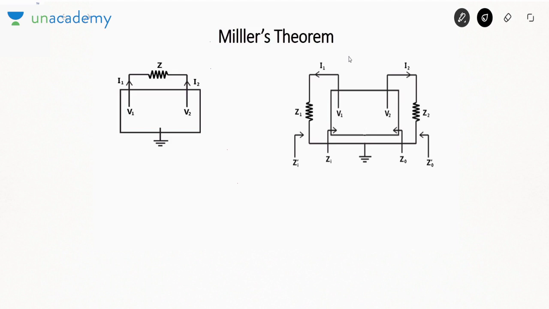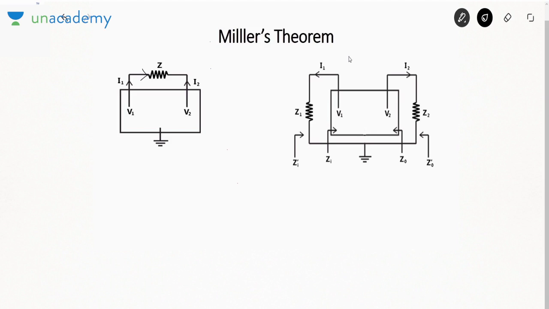But what happens when any impedance is connected in between the input and the output port? The analysis becomes typical. Now to simplify that analysis, we use Miller's theorem, which can resolve that impedance into two impedances, one connected at the input port and the other connected at the output port. So what is the purpose of Miller's theorem? It is used to resolve an impedance connected between two ports into two impedances, one connected at the input port and other connected at the output port. Okay. So let us see how this is done.